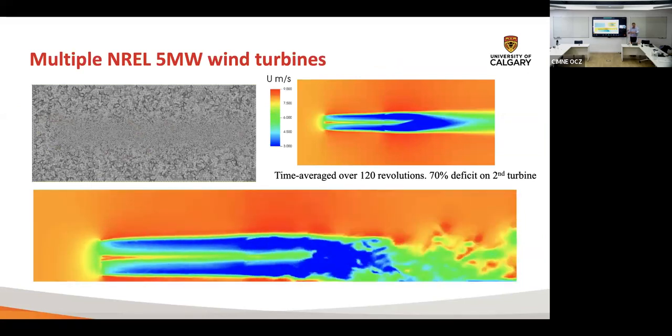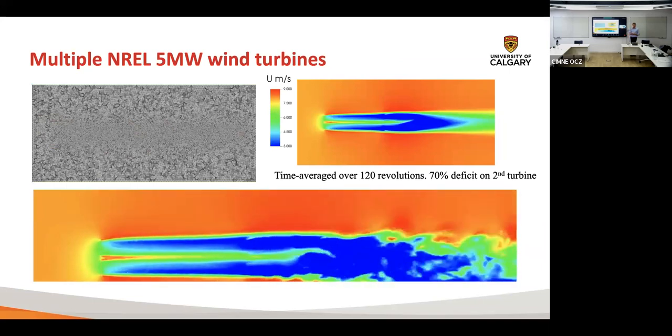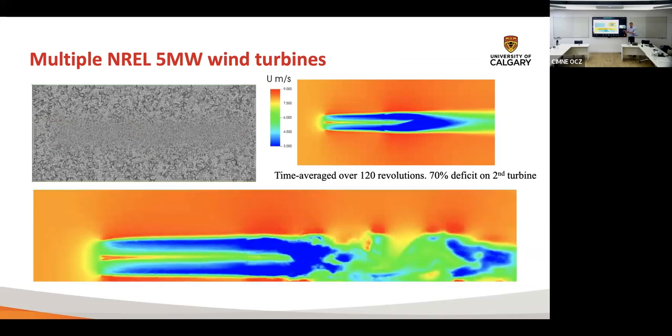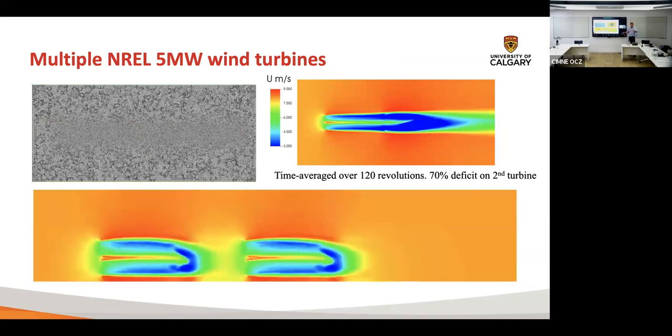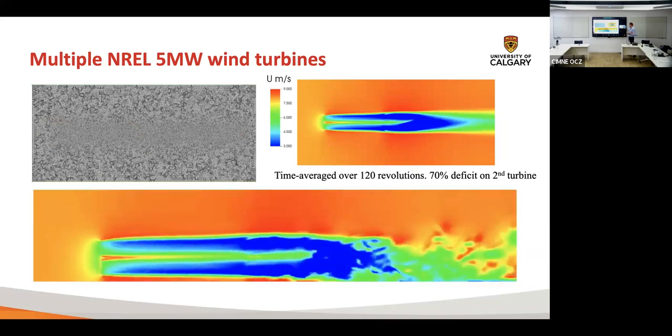What happens when you put turbines next to each other? Again, you see almost 70% efficiency, right? That pretty much should tell you that it matters how you arrange them. Okay, you could not just put them in line. You really need to be more sophisticated on that.